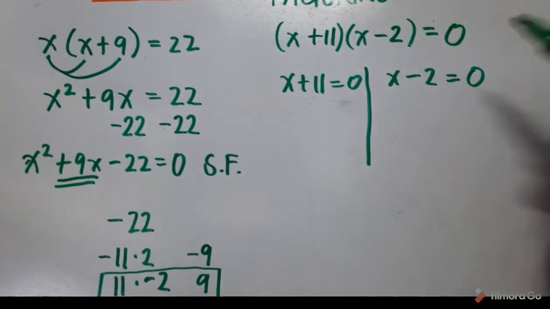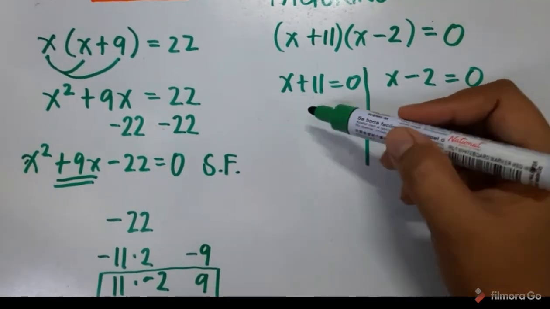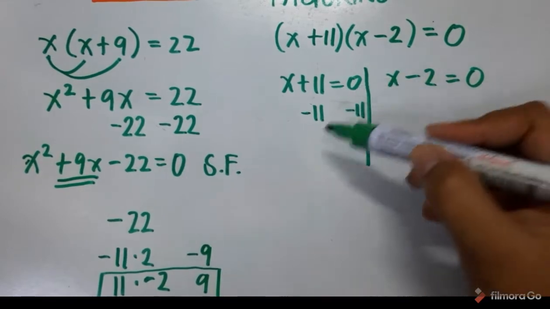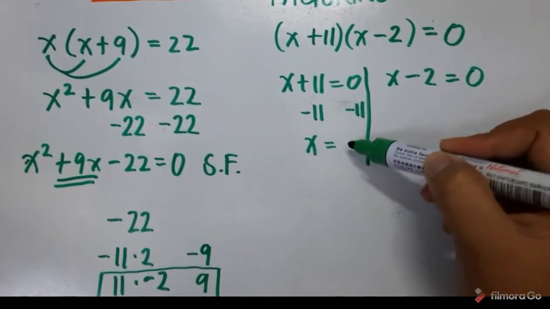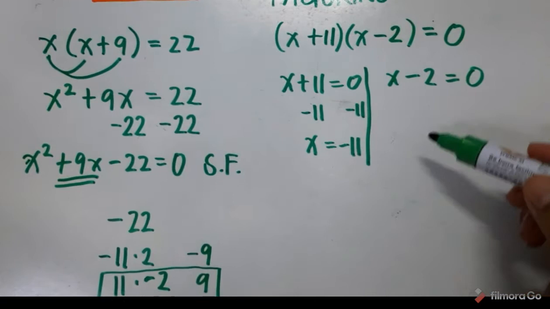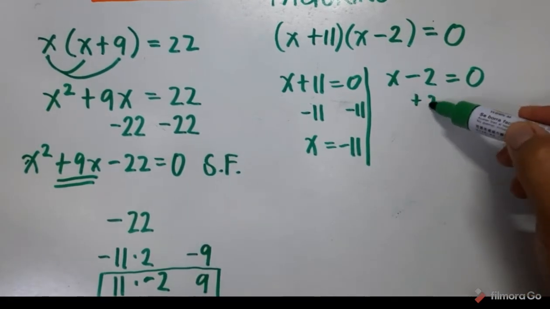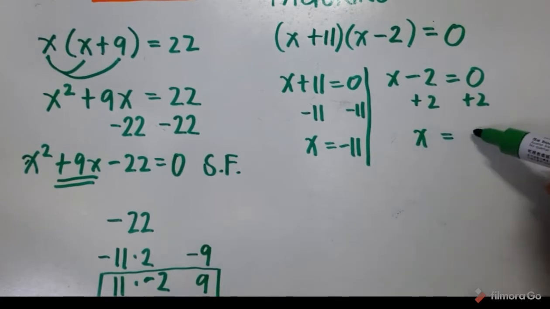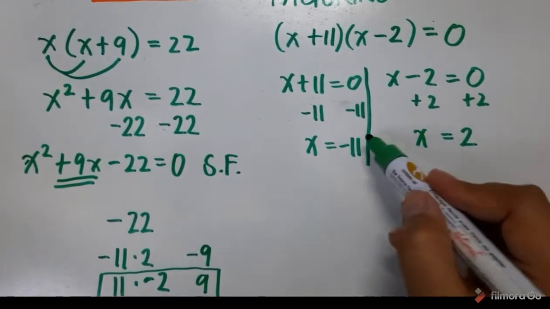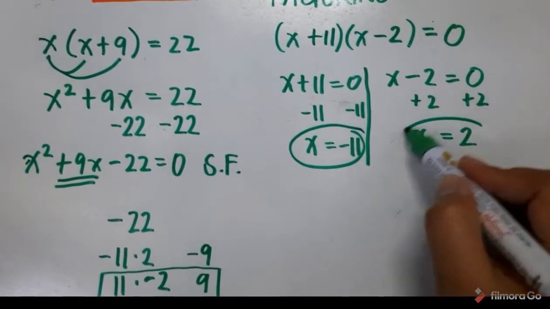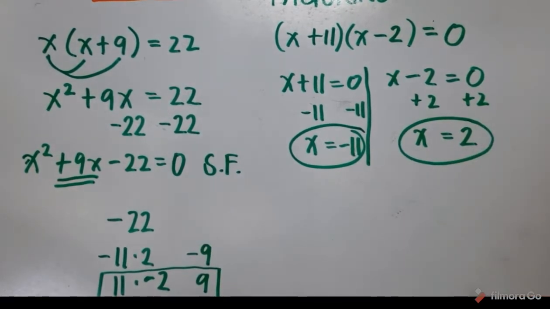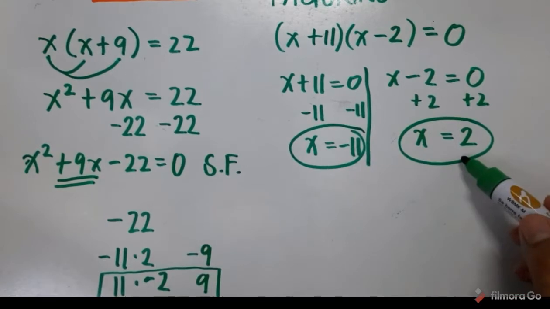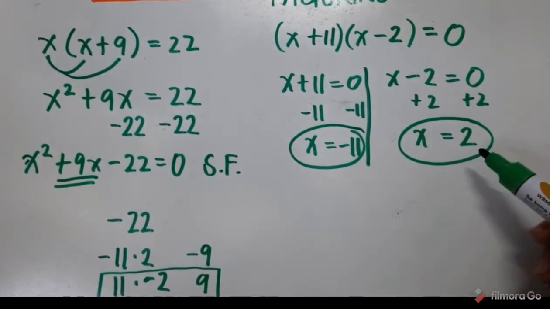Then solve for the value of x. So this is minus 11 on both sides. So x is equal to negative 11. On the other side, we have to add 2 on both sides of the equation. This time, x is equal to positive 2. Now, we have two roots of the equation, or two solutions of the equation, which are negative 11 and positive 2. That is for factoring.